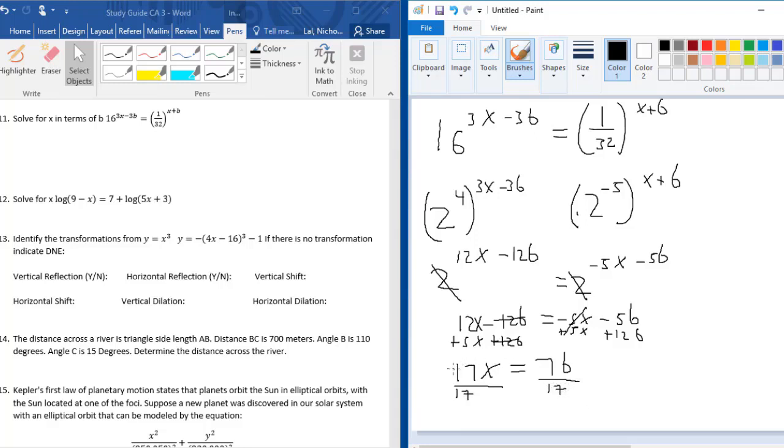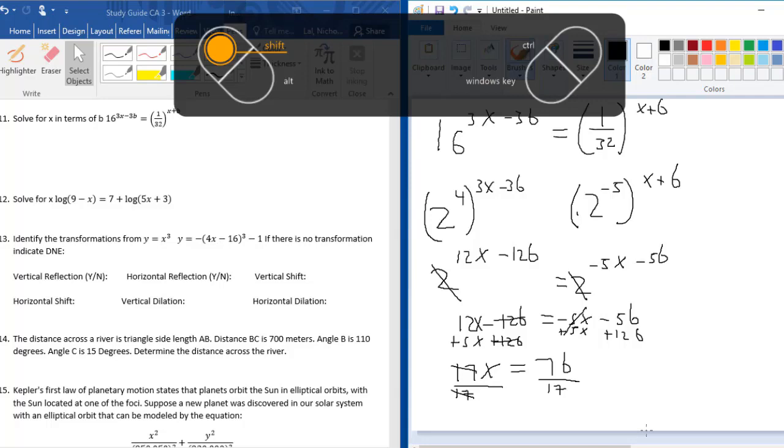And then the 17s cancel out, and x is equal to 7b over 17. Because I'm solving for x in terms of b and I've isolated x, that would be sufficient. Now, if I wanted to solve this with a calculator, I need to just find a placeholder value for b and understand that ratio, and then plug that into my answer choices.